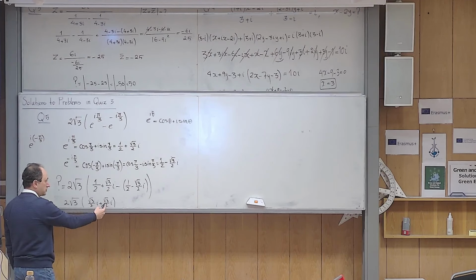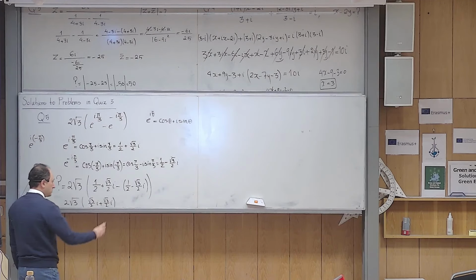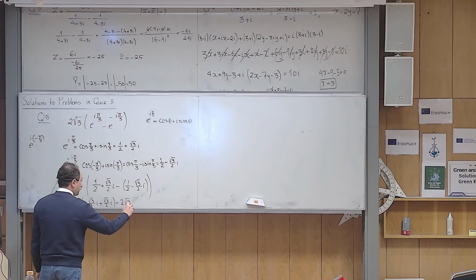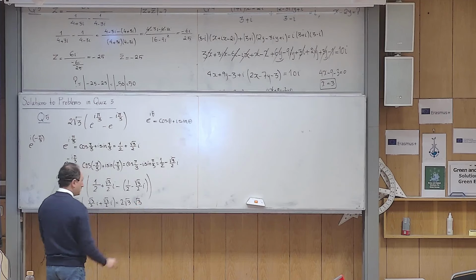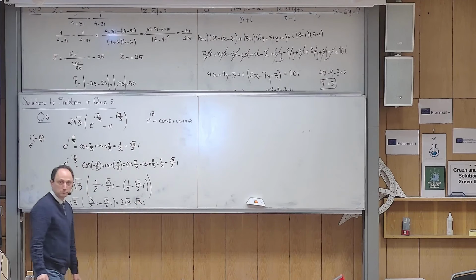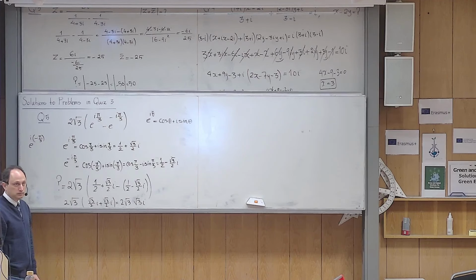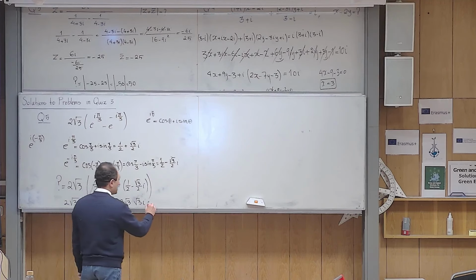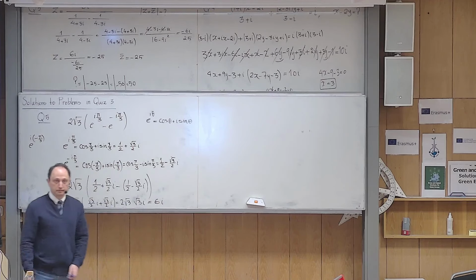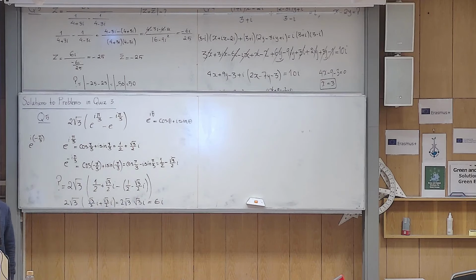Because the square root of 3 over 2 plus the square root of 3 over 2 becomes square root of 3. So it becomes 2 square root of 3 from the beginning, times a square root of 3, but I also have an i. Yes or no? Okay, square root of 3 times square root of 3, 3 times 2, 6. 6i. So the answer is 6i. Yes? Yes.